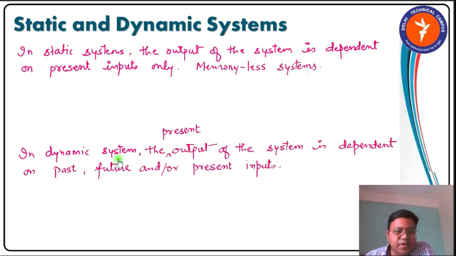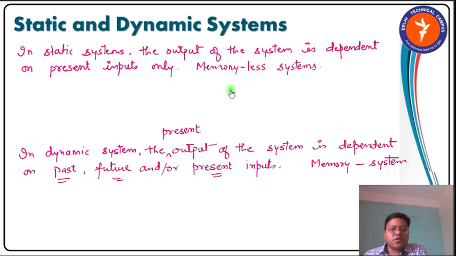But as in dynamic system, the output is dependent on past, future, and present inputs. That means to store the past values of the input or to predict the future values of the input, the system must have memory. So it is a memory system. The system has memory, but this system does not have any memory. We can better understand this by performing some numericals on it. So let us start.